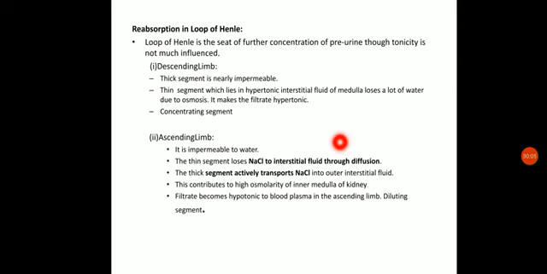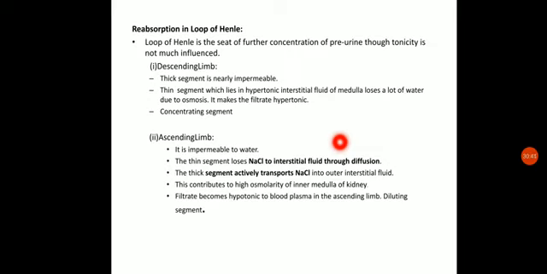Now because the H2O is removed, the filtrate becomes more concentrated. Hence the thin segment of the descending limb of the loop of Henle is the concentrating segment. Why? Because it is removing the solvent, and hence it is increasing the concentration of solute in the filtrate. So we can say it is a concentrating segment.